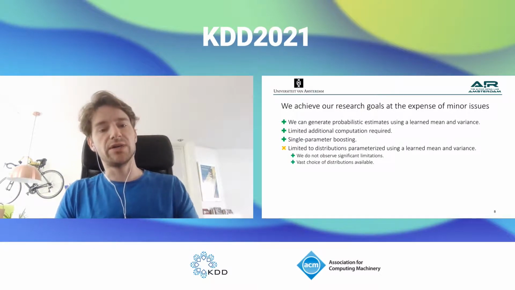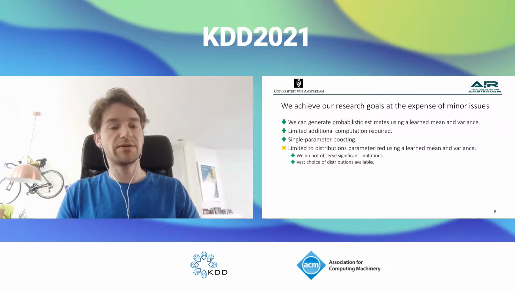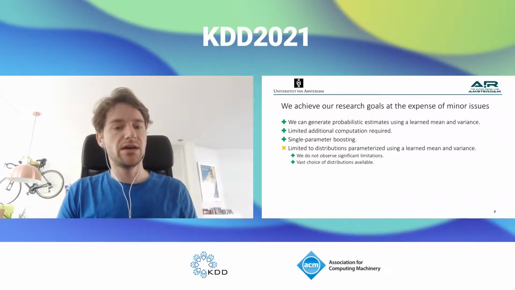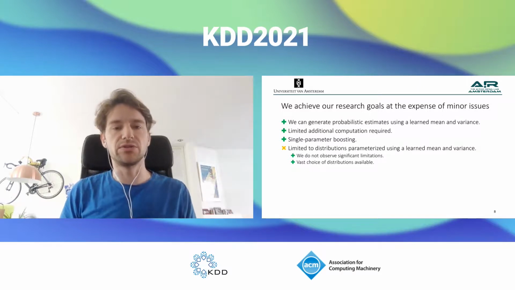The disadvantage is that we are limited to distributions parameterized using a learned mean and variance. However, we do not observe significant limitations. We will show that shortly. And there is, of course, a vast choice of such distributions available. Think about normal, Student t, etc.